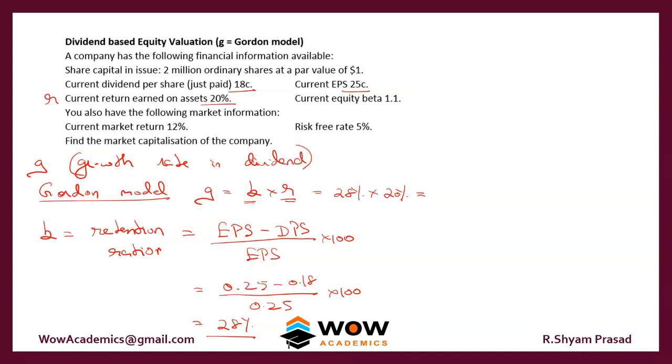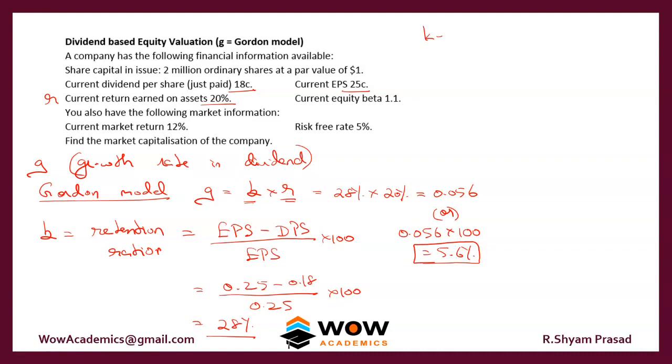So the G will be 0.056, or if you express it in percentage, 0.056 into 100, then you will get an answer of 5.6%. Okay, so that is about the G. This is your G. So now we will find out the KE.